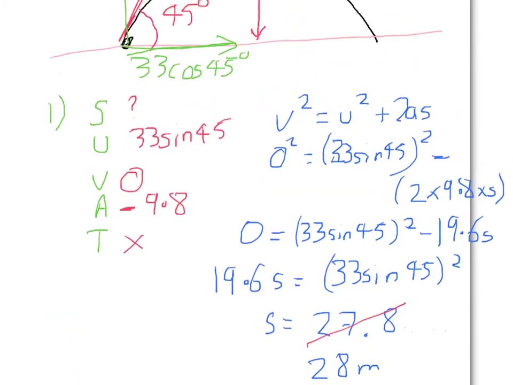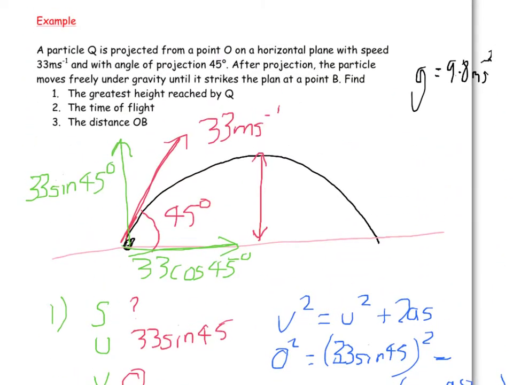Now we look at section 2. In question 2, we're asked to find the time of flight, which is the time it takes from its initial point to its end point at B. So we didn't label that on our diagram, but let's do that. This was O and this was point B.